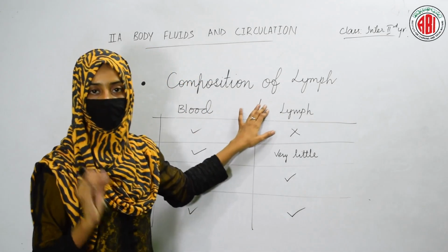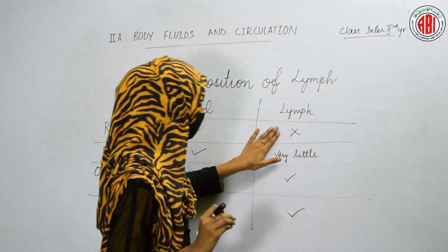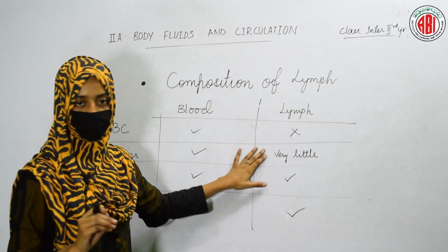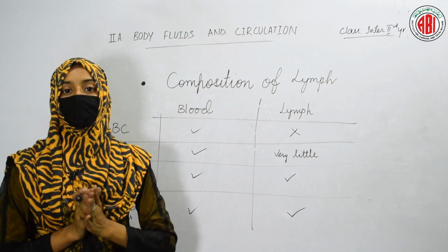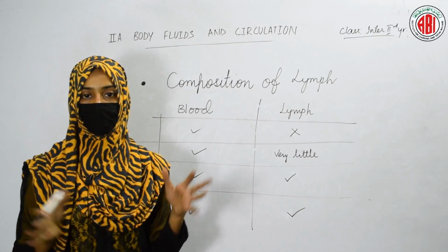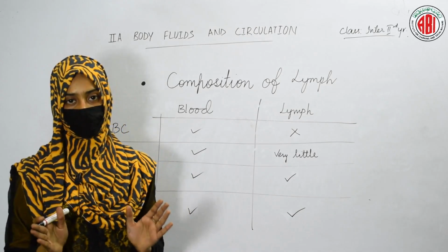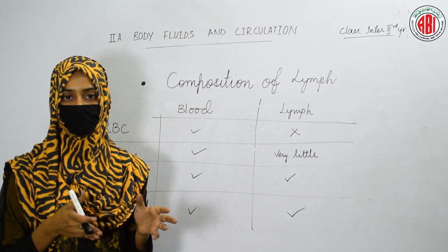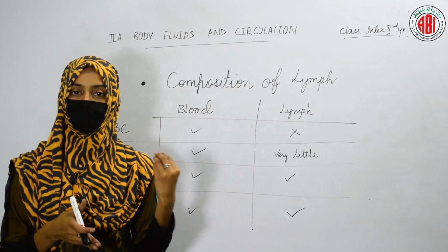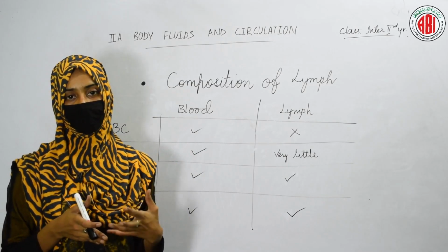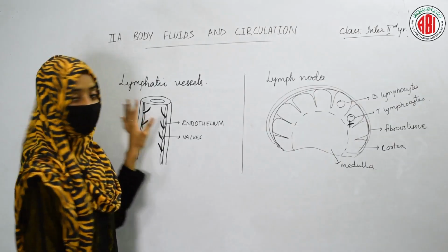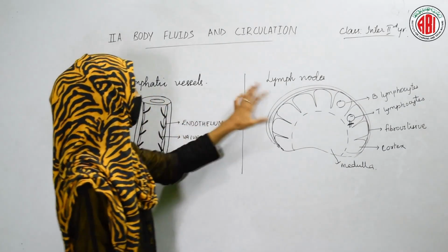Lymph is a fluid in which red blood cells are absent, very little protein is present, and monocytes and lymphocytes are present in larger amounts. Monocytes and lymphocytes are our white blood cells, and the basic function of white blood cells is to fight against different infections. Let us see the structure of lymph vessels and lymph nodes.